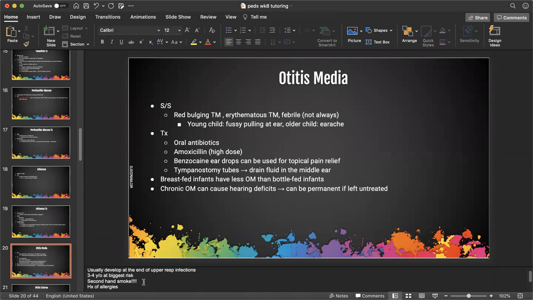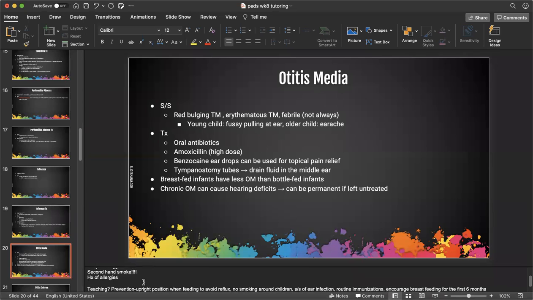For the treatment, they can be given oral antibiotics, amoxicillin, and they'll be given a high dose of that. They can also have benzocaine eardrops, which can be used for topical pain relief. They might also have tympanostomy tubes, so they can drain the fluid in the middle of the ear. A big thing is that breastfed infants have less OM than bottle-fed infants. So that's a good thing to remember. That's why they want them to breastfeed for the first 6 months, strictly breastfeeding.